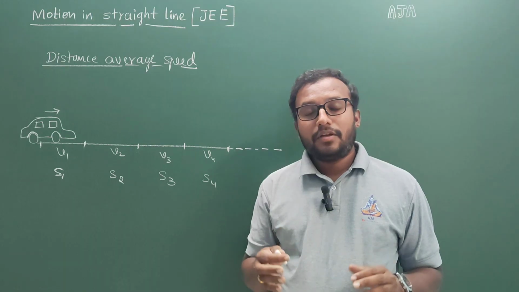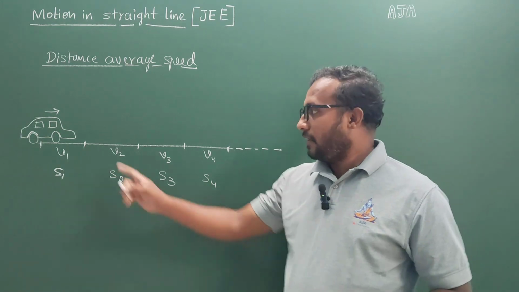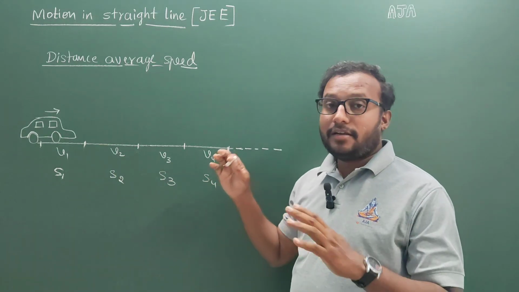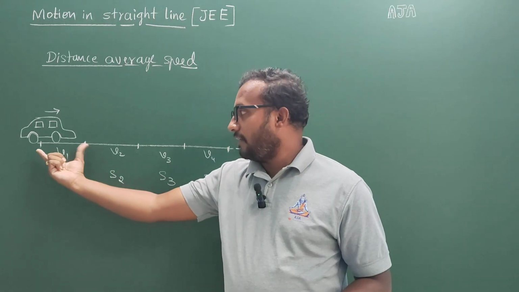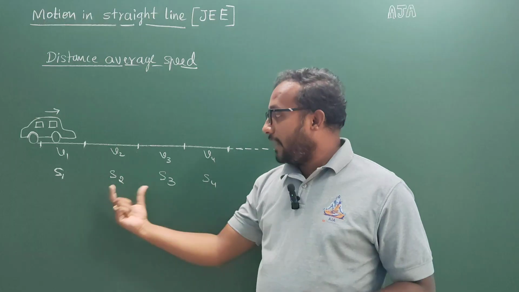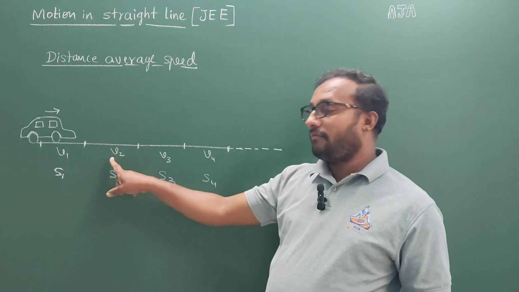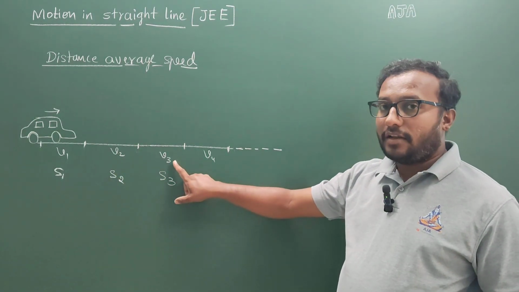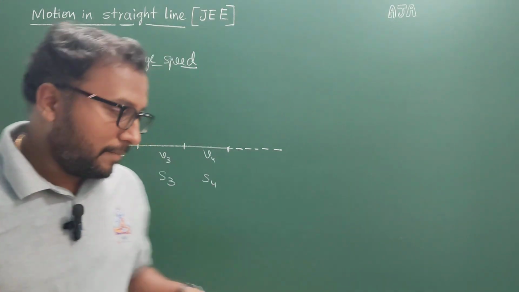Now it's time to understand distance average speed. In some examples, a particle or a body is traveling along a straight road at different speeds at different space intervals. That means, for example, this car is traveling with a speed V1 for a distance S1. And then for the next distance covered S2, the body is traveling at a different speed V2. And for the next distance S3, the body is traveling at the speed of V3, and V4 for S4. Then how to calculate the average speed?